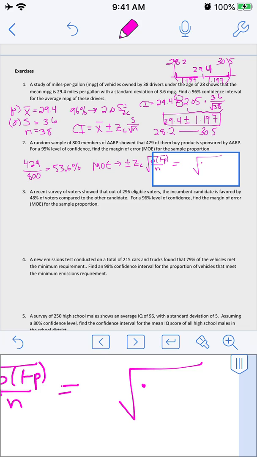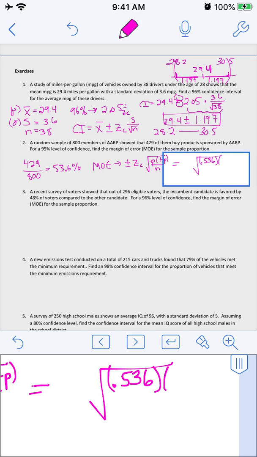The percent was 53.6, so we'll put that in as 0.536. What was 1 minus that? Oh, so the fail would be 0.46 for 1 minus that percent. Okay? So that's how we get the top two numbers.